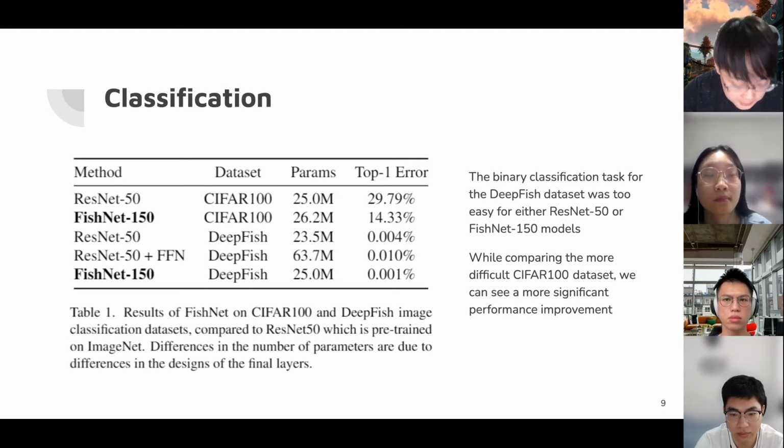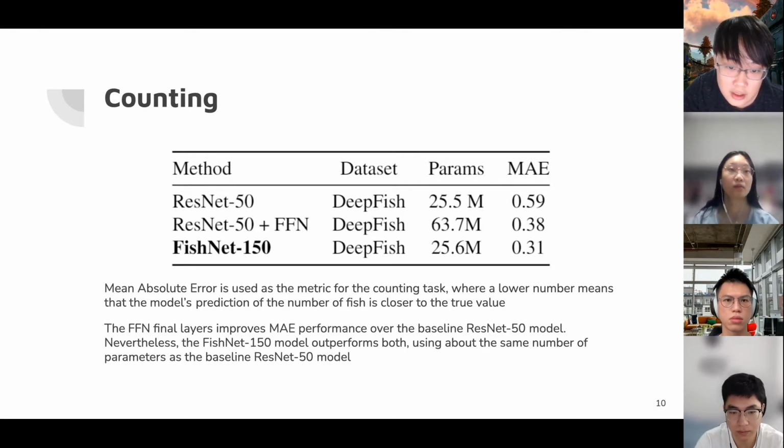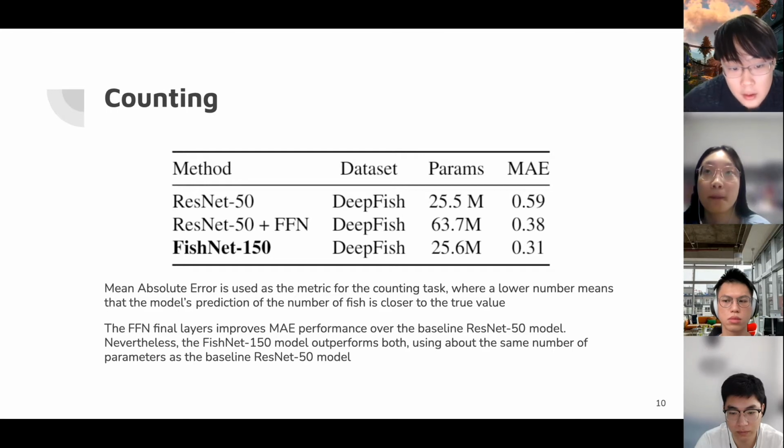Next, for the counting task, we compare the author's ResNet 50 plus feed-forward network model with the torchvision implementation of ResNet 50 on the same counting DeepFish dataset, and we see that the feed-forward network incurs a large number of parameters, but it does improve the MAE performance. Whereas for FishNet 150, we have a similar number of parameters as the baseline ResNet 50, but we achieve better performance than the first two, which shows the importance of the design of the FishNet 150 model, being very efficient with parameters while still being able to deliver good performance.